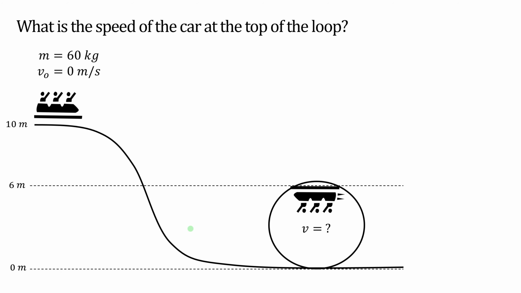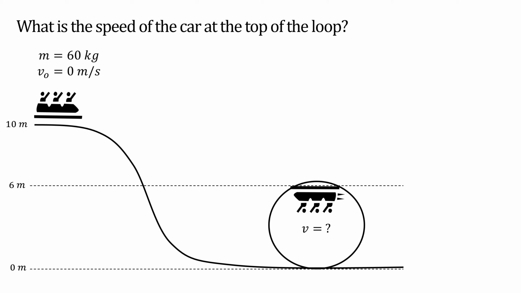Here we have a situation where a roller coaster car is going down a hill and through a loop. We want to know what is the speed of the car at the top of the loop. Okay, so first let me solve this problem traditionally, right? Let me go through it really normal. I'm not going to use the trick. I'm just going to try and answer it at face value.